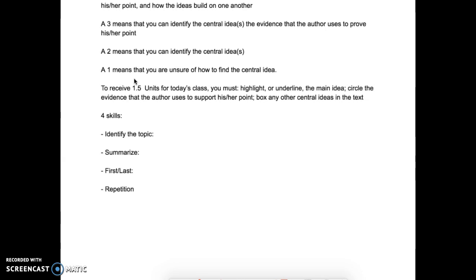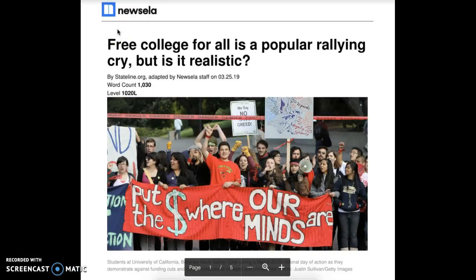The first and last sentence of each article are important, mostly because the author will intro the main idea with the first sentence and provide a recap with the last. Repetition. Those repeated ideas are important. If an author is going to repeat something multiple times, they oftentimes think that it is important and essential to the main idea. Today's article is titled "Free College for All is a Popular Rally Cry, but is it realistic?"